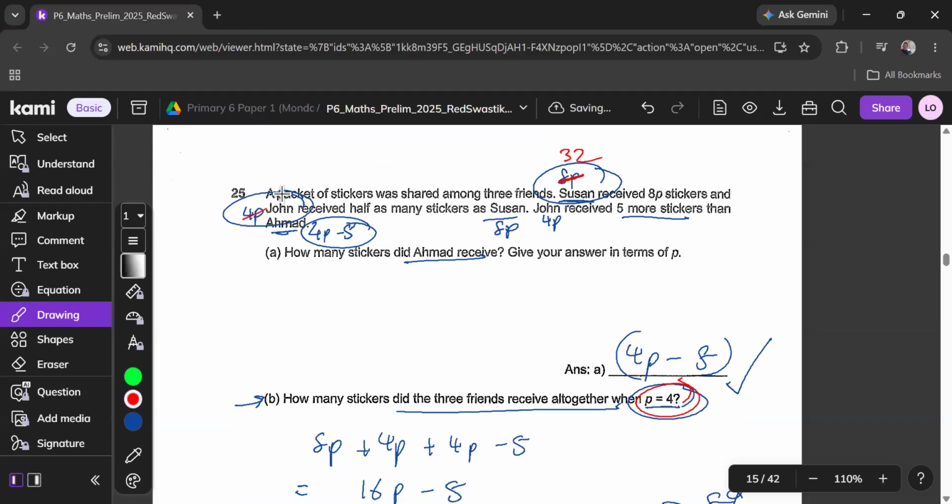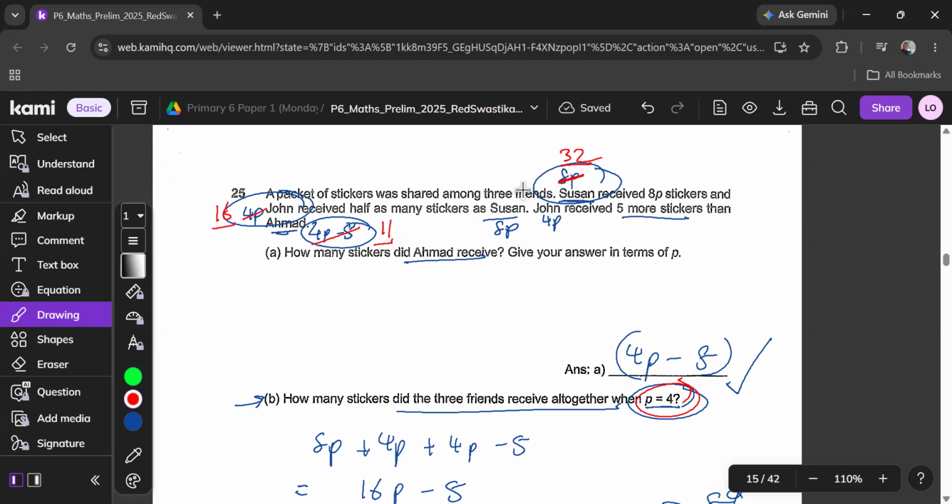Then John, 4 times 4. Go and change all this. And then Ahmad will be 4 times 4, 16. 16 minus 5. Ahmad got 11. Then what do you do? Then you just add together. Add all this together, and you will still get the same answer.